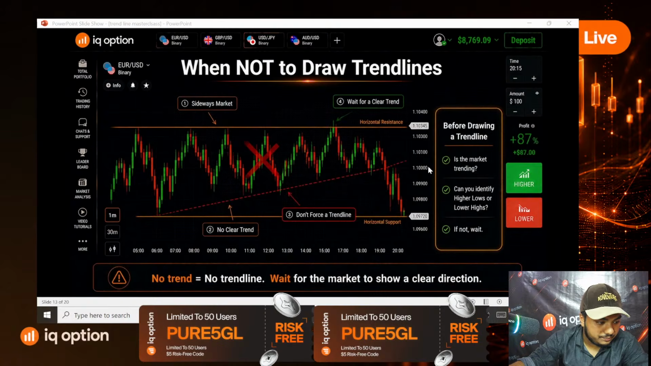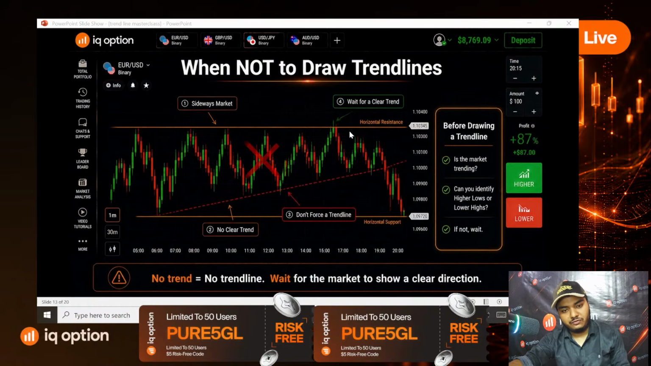Okay guys, yes, this is invalid, because a trend line is only for trending markets. A trend line means the market is moving in a trend. So in a sideways market, it doesn't make any sense to draw a trend line. Okay, I hope you get this one guys. So let's move to the next topic.